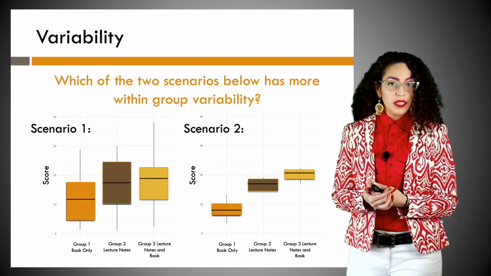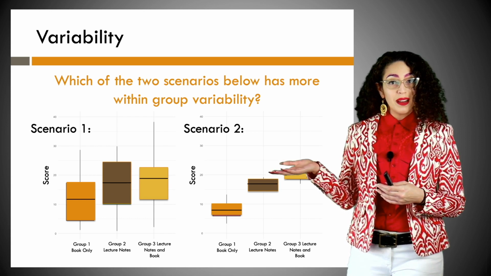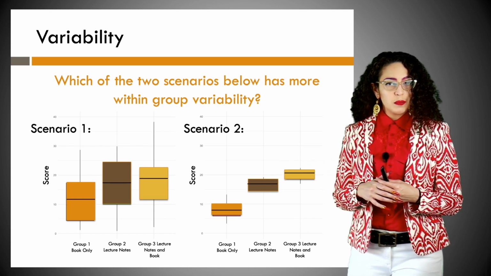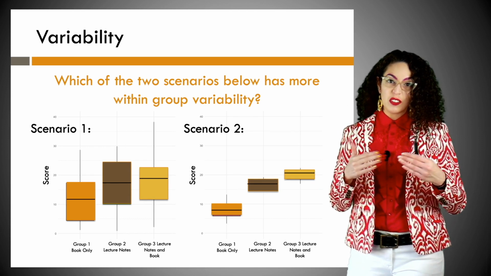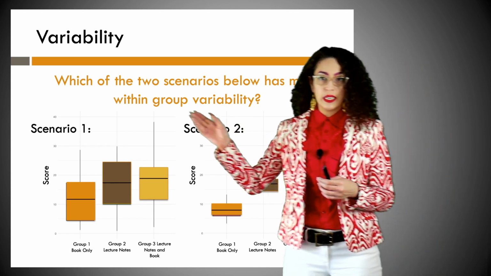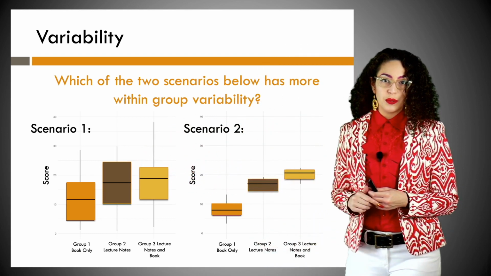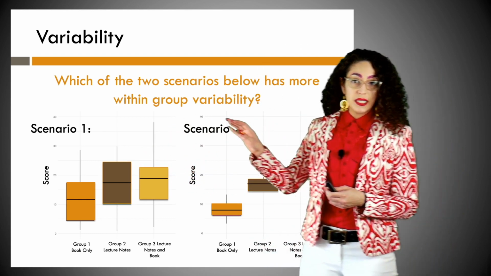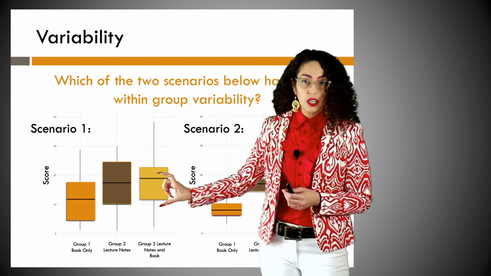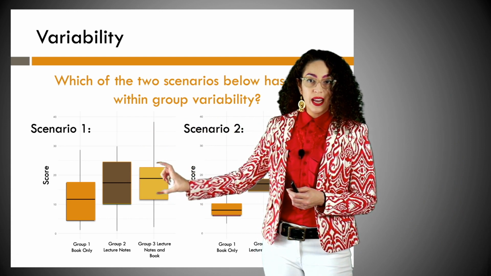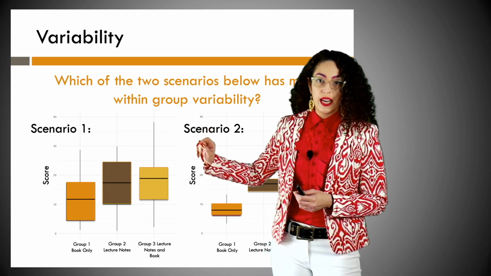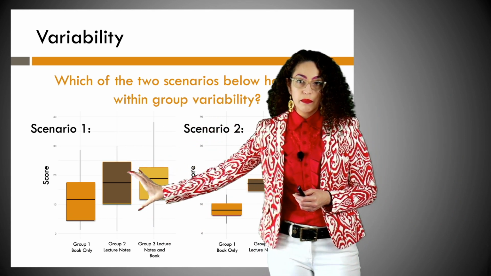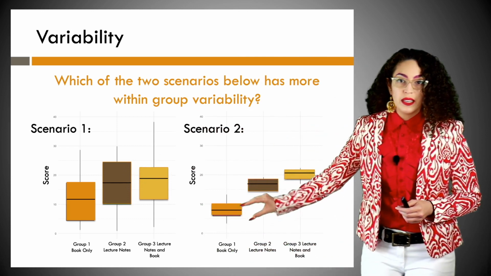Let's look at this variability in a different way, using some box plots. Which of the 2 scenarios below has more within group variability, meaning the people within each group differ a lot from each other? Would you think scenario 1 or scenario number 2? In this case, it would be scenario number 1. Remember, box plots show this is 50% of the data, and from here to here is the full 100% of the data. So there is a lot more variability in scenario number 1 than in scenario number 2.